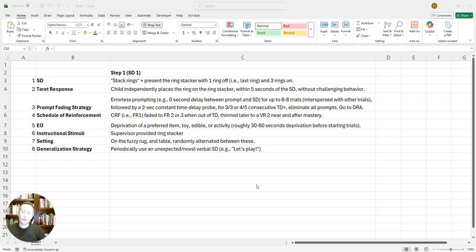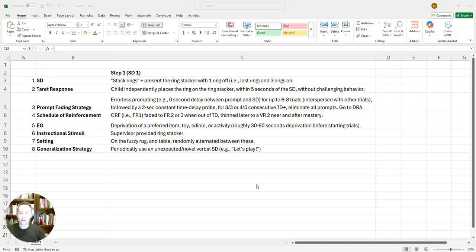Now number 7, setting, is a fuzzy rug and table, randomly alternated between these, so the child gets some experience participating in receiving the instruction on the floor and at the table, as young children generally do. And then intervention component 8, or part 8 of the quality plan, is generalization strategy. So it's periodically using unexpected, novel verbal SDs, such as let's play instead of stack rings.